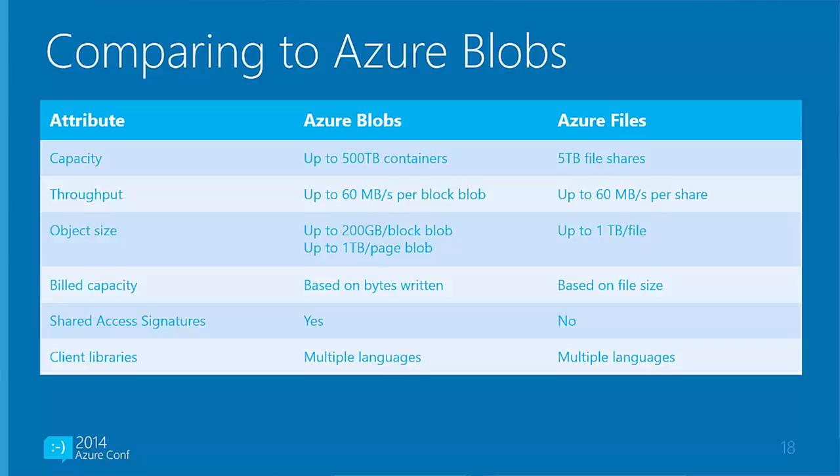If we look at Azure Files today, there's no support for shared access signatures. So sharing a direct link to an Azure file in a secure way is not possible today. And then the client libraries support multiple languages, and this goes for both blobs and Azure Files.